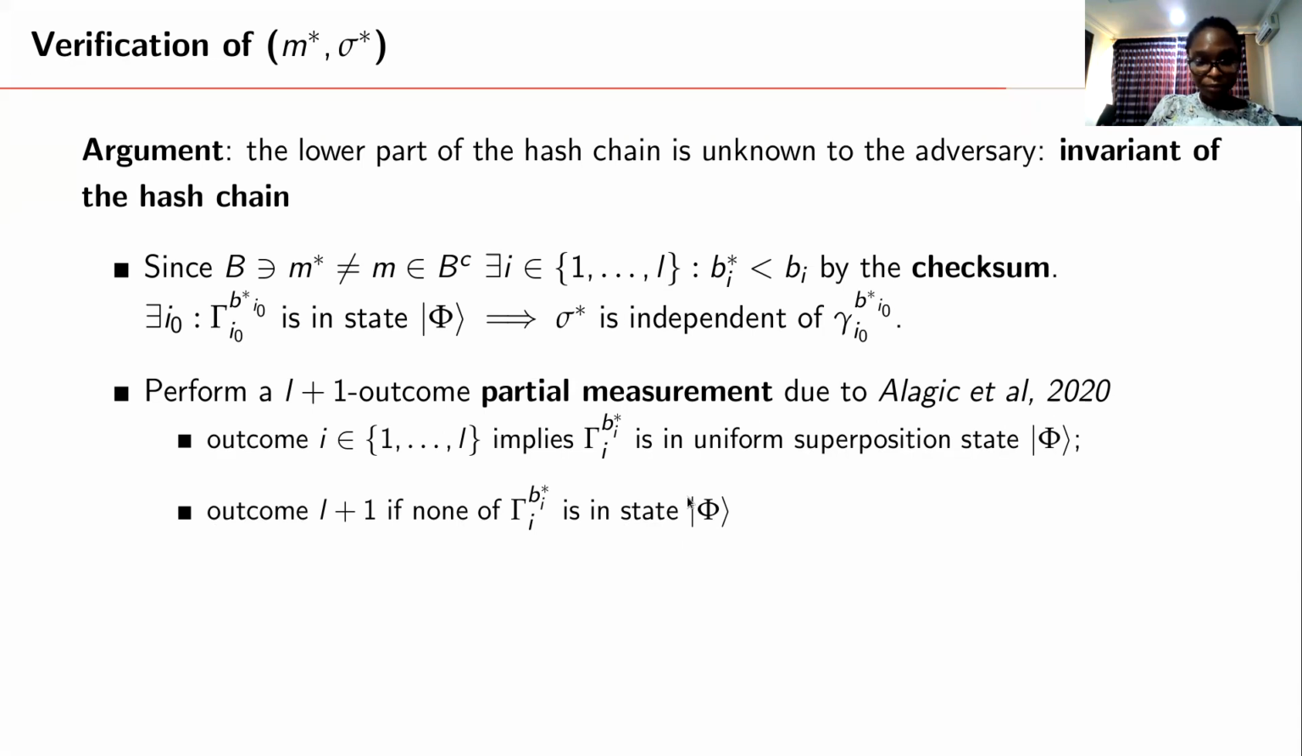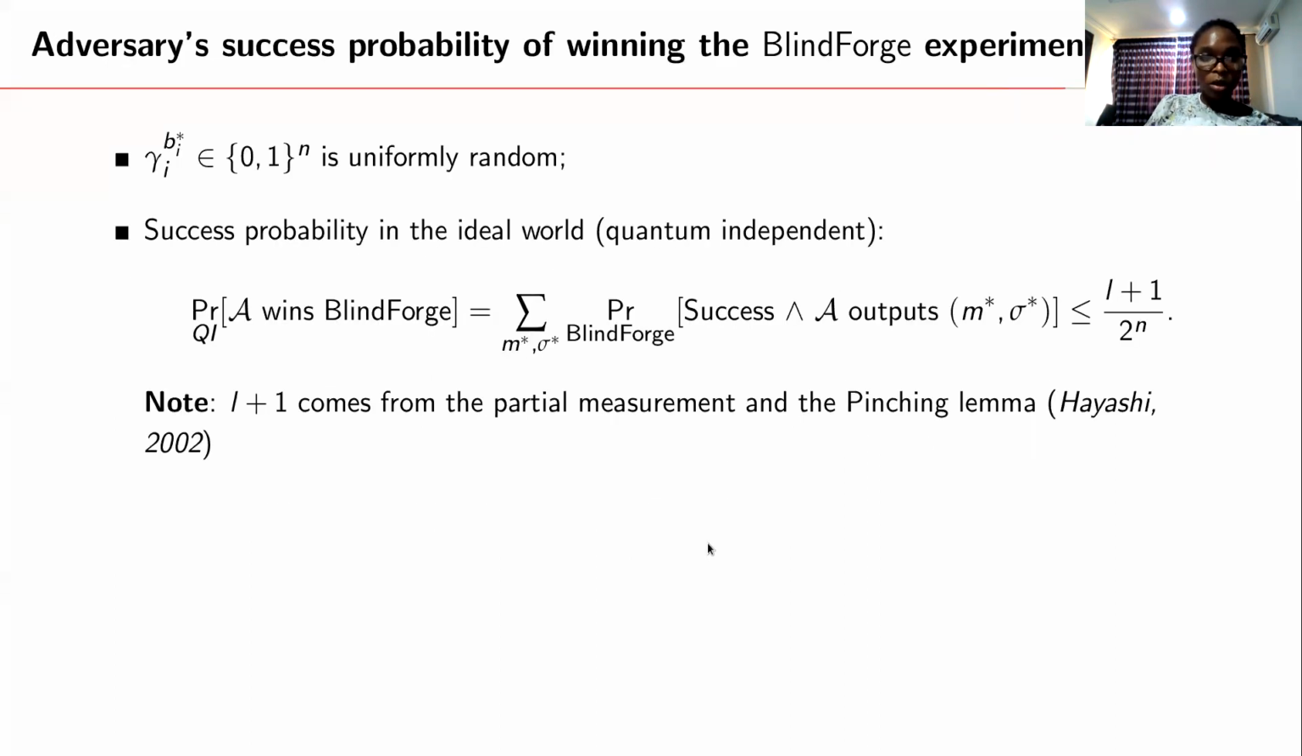So we have successfully shown that the first signature, sigma star, is independent of at least one of the hash chain elements relevant for that signature. Given that one of the hash chain elements relevant for checking the signature is in uniform superposition, it means that it's uniformly random. So the probability to get the right hash chain element is 1 over 2 to the n.